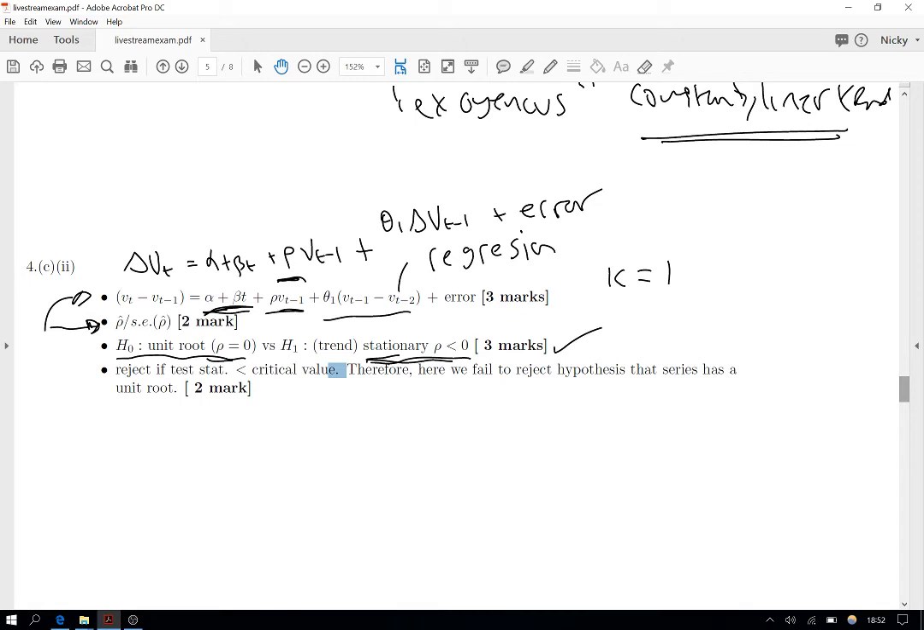Well then, what is the outcome of the test? Well, it's just a t-test, but now the crucial thing is to note that remember, under the null, the t statistic no longer has a normal distribution. So you'd be expected to state that in your answer. You reject if the test statistic is less than the critical value, and again, from the Dickey-Fuller distribution.